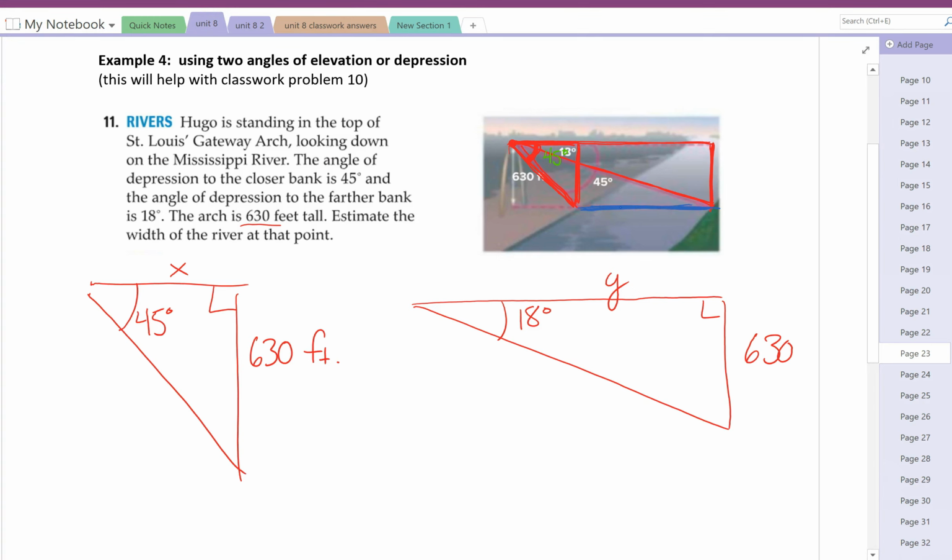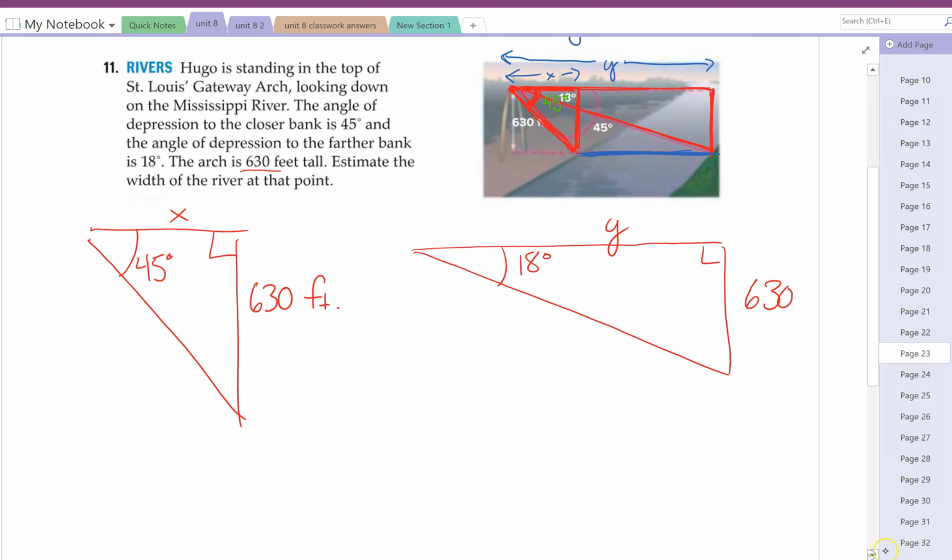In other words, if I look at my two triangles, if this part of it is X and this whole thing here is Y, what's the difference between X and Y? In other words, what is Y minus X? That's going to be our answer, right? This whole distance minus just the smaller distance is going to tell us just how wide the river is itself. Okay, so let's figure out what X and Y are.